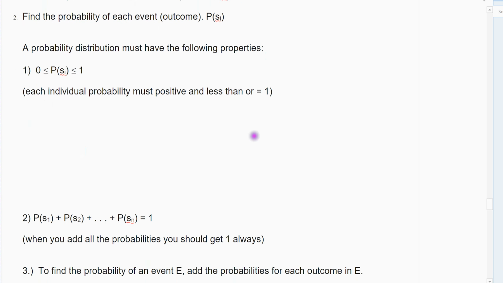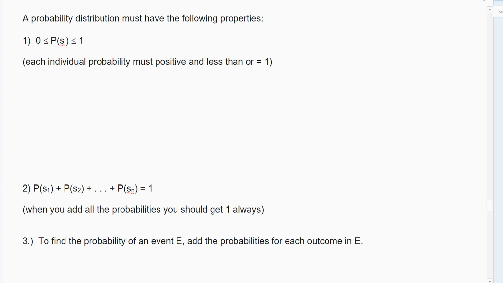In order to be a probability distribution, 2 things have to be true. Every individual probability has to be less than or equal to 1, meaning there's only one outcome, right? The probability is 1. Or if there's multiple outcomes, they're between 1 and 0, but each one of them has to be less than 1 and greater than 0. No negative probabilities and nothing bigger than 1, right? They're all smaller than 1 and greater than 0.